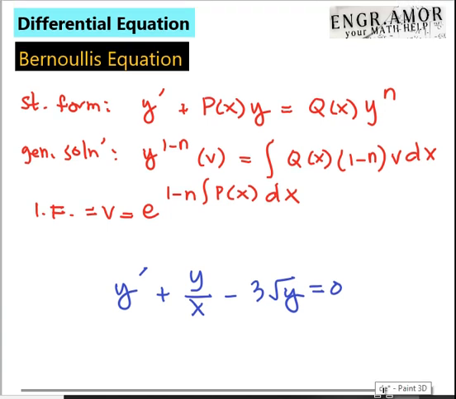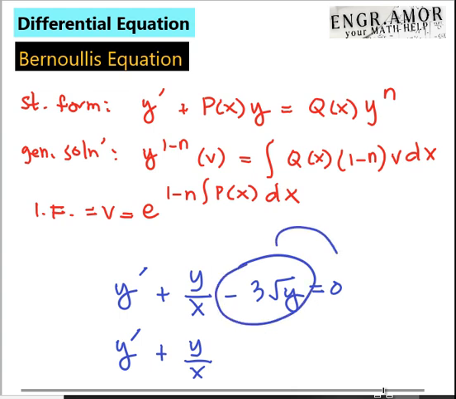So meron po tayong ditong example. So this is our example. So of course, we make it in a standard form. So we have to rewrite that one such that magiging standard form siya. So that will become y prime plus y over x. Tapos, we will transfer that one to the other side. So magiging equals 3 times square root of y.